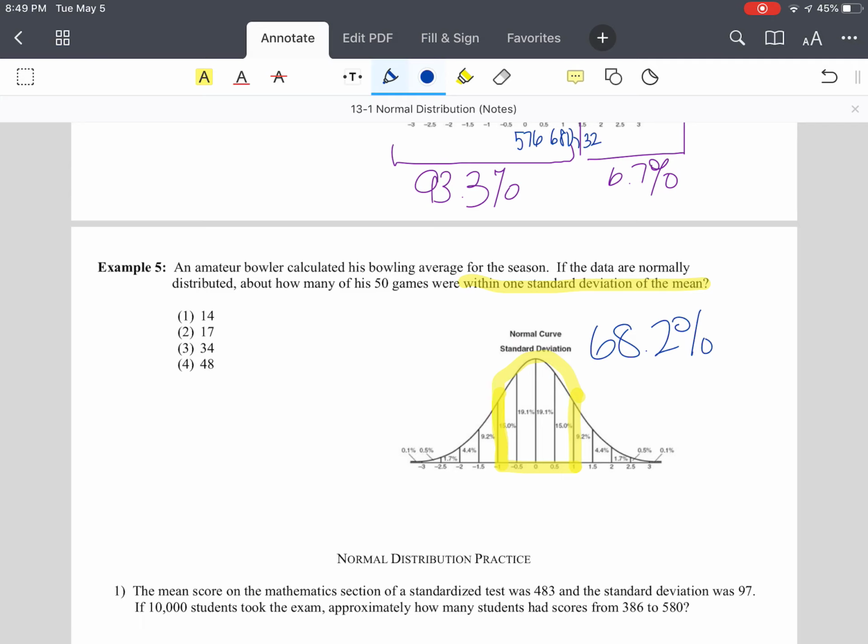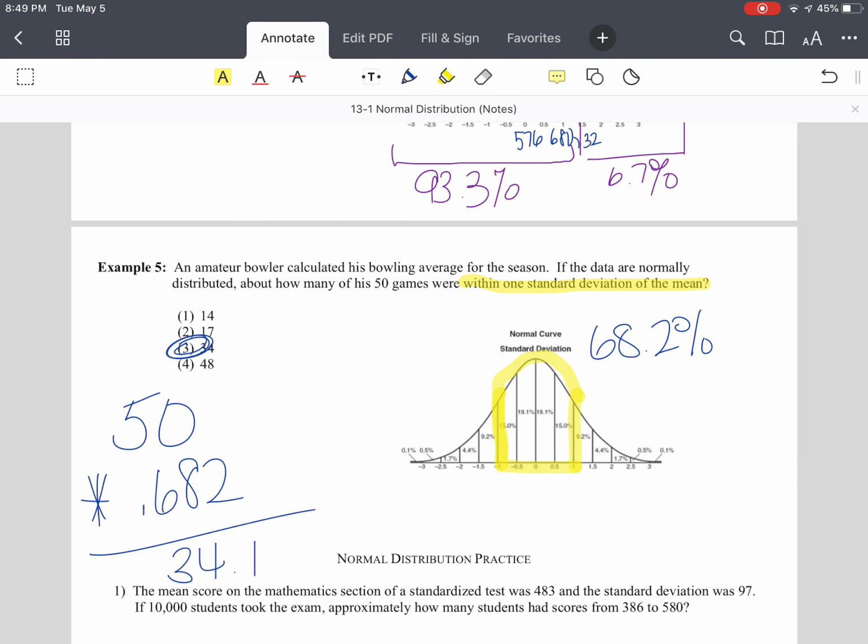We don't really know what his scores are, so we're not going to put anything on here. We just know that he has 50 games, and we want to know how many of them were within one standard deviation of the mean. So we need to figure out 68.2% of his 50 games. We're going to multiply 50 by 0.682, and we get 34.1. Well, we can't have 0.1 of a game, so 34 games were within one standard deviation of the mean. 34 of his 50 games.